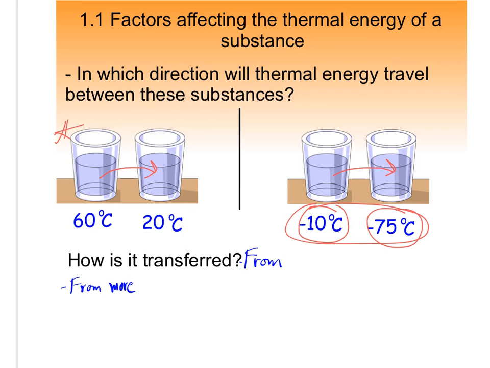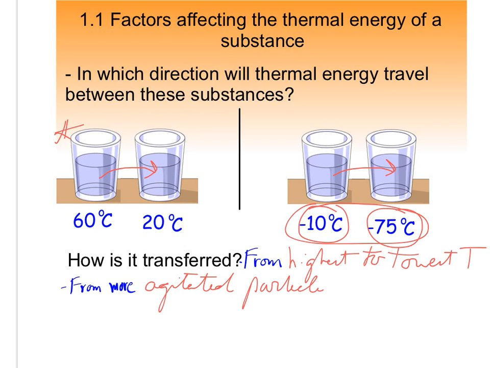So how is thermal energy transferred? Always from highest temperature to lowest temperature. Or we can say from more agitated particles to less agitated particles.